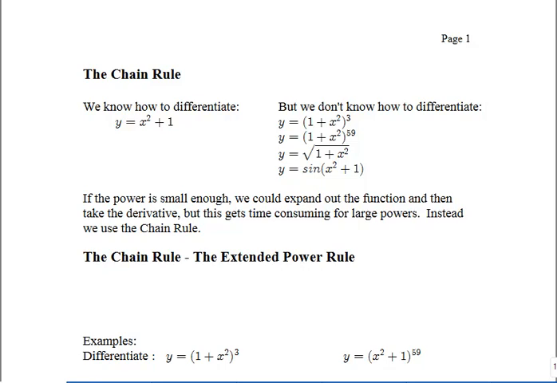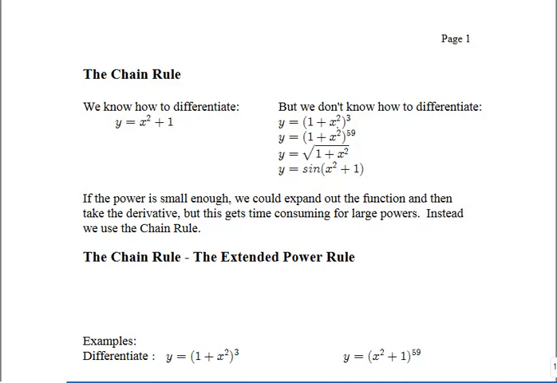We already know how to differentiate a lot of functions, things like y equals x squared plus 1, but we don't know how to differentiate things like (1 plus x squared) cubed, (1 plus x squared) to the 59th, the square root of 1 plus x squared, and sine of x squared plus 1.